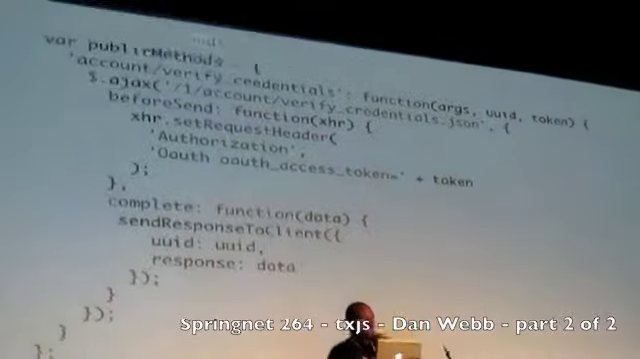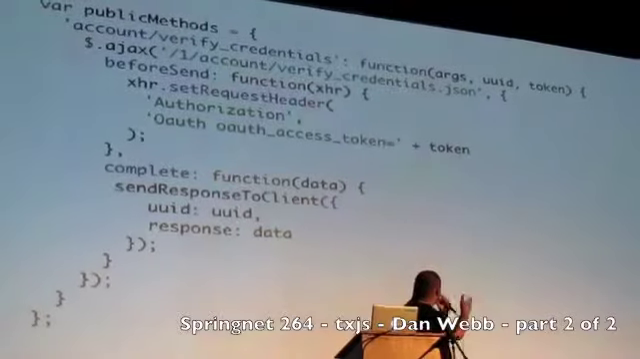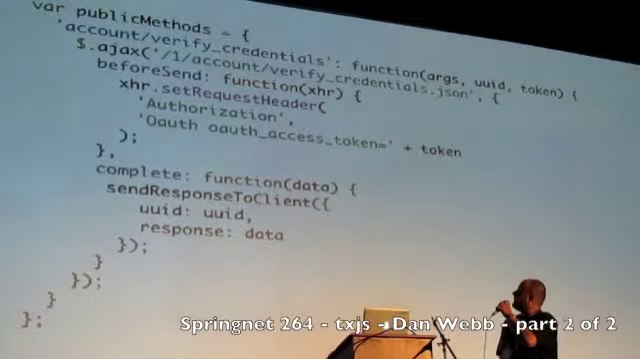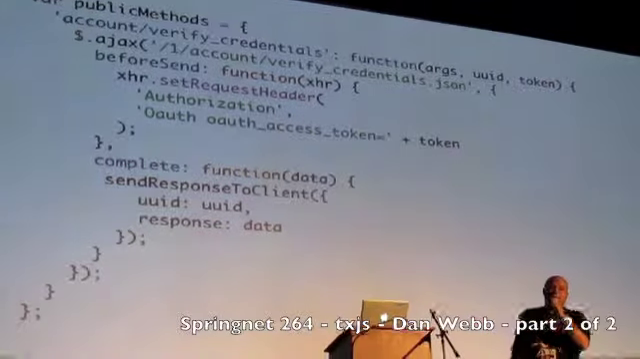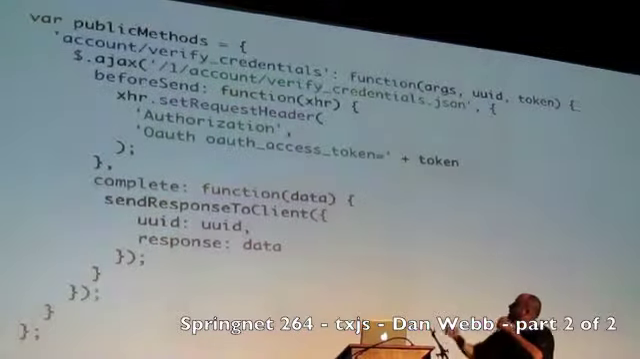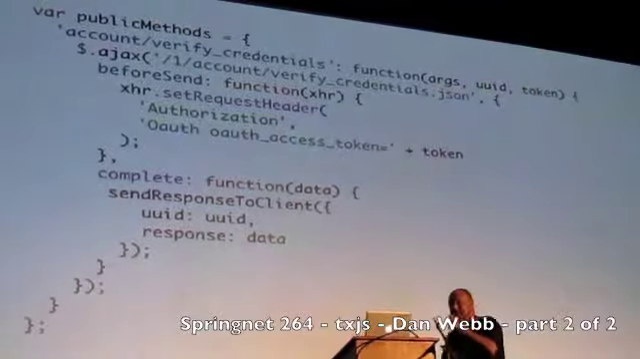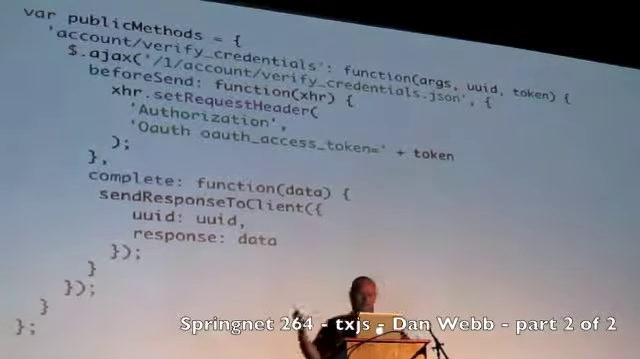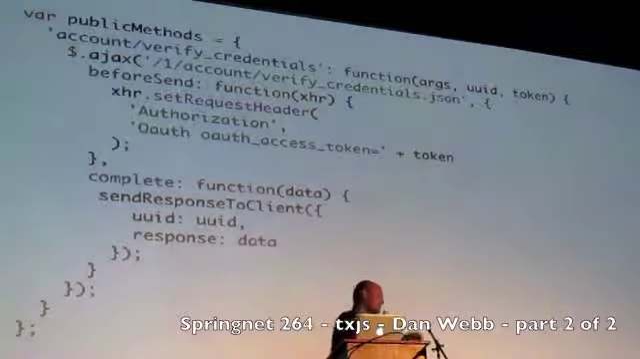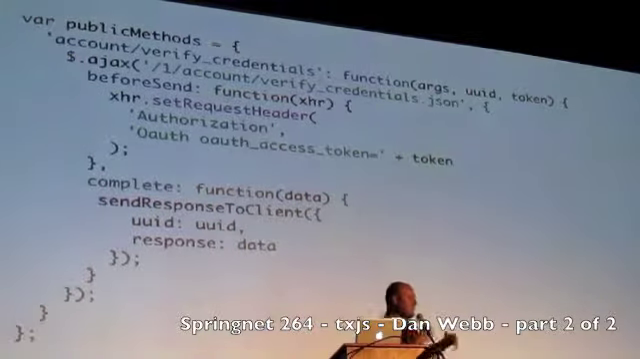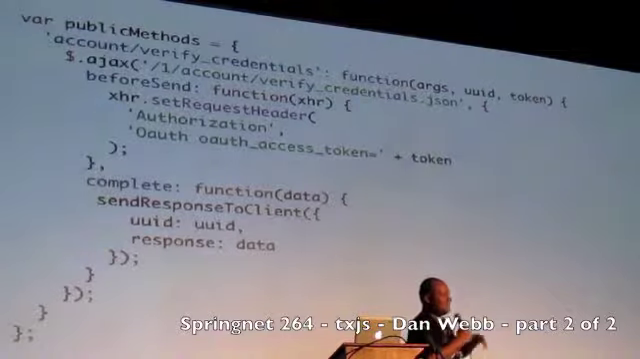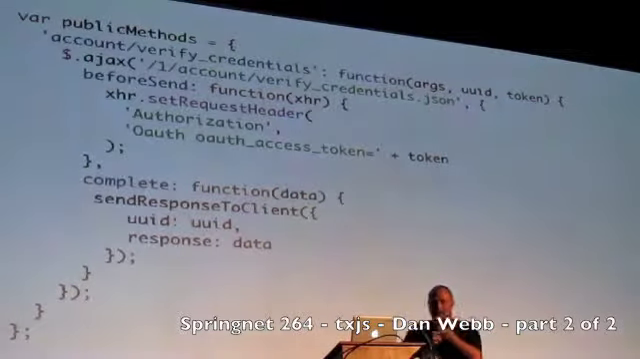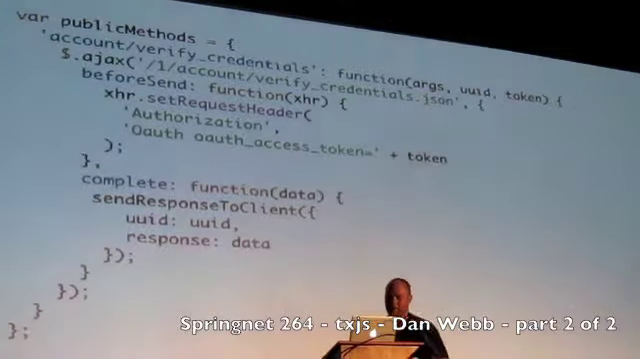Our new public methods also take a token as an argument, and with that token, they set a header on the XHR request, using setRequestHeader, in the OAuth-specific format, and then plug in the access token. With that access token, our servers can look up the user, look up the client, verify that access token, and basically act as that logged-in user.